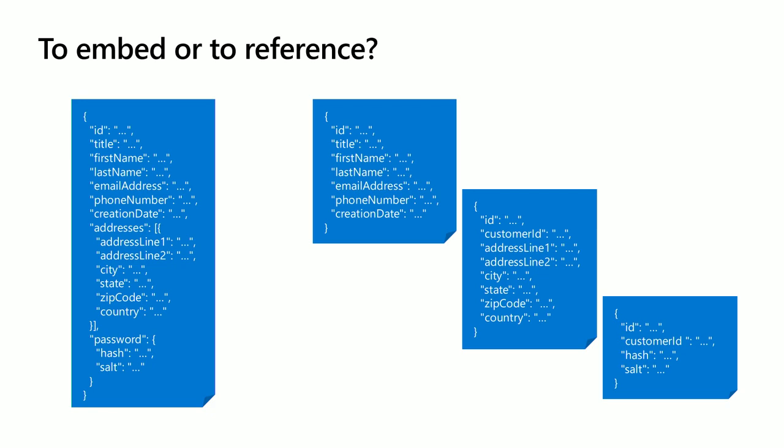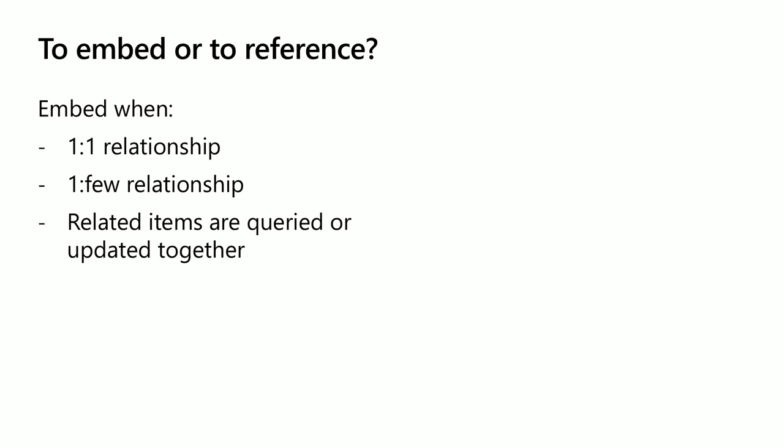So the rules to follow when you have to decide between embedding and referencing, they are pretty simple to understand. Embedding works best when you have a one-to-one or a one-to-few relationship between your different entities. That's our case here, right? We have a one-to-one relationship between the customer and the password. We have a one-to-few relationship between the customer and the addresses. There is an upper bound to how many addresses we will let the customer define in the e-commerce platform, right?